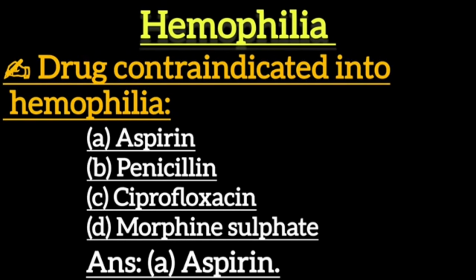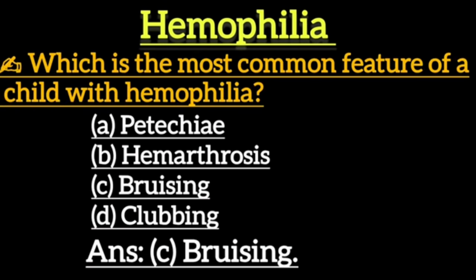Next one: which drug is contraindicated in hemophilia? Option A, aspirin, option B, penicillin, option C, ciprofloxacin, option D, morphine sulfate. Correct answer is option A, aspirin. Next one: what is the most common feature of a child with hemophilia? Option A, petechiae, option B, hemarthrosis, option C, bruising, option D, clubbing. Correct answer is option C, bruising.